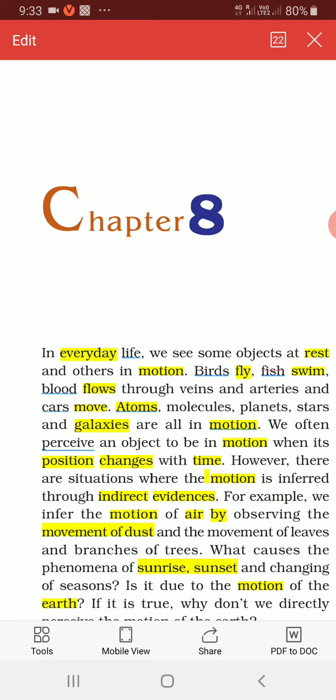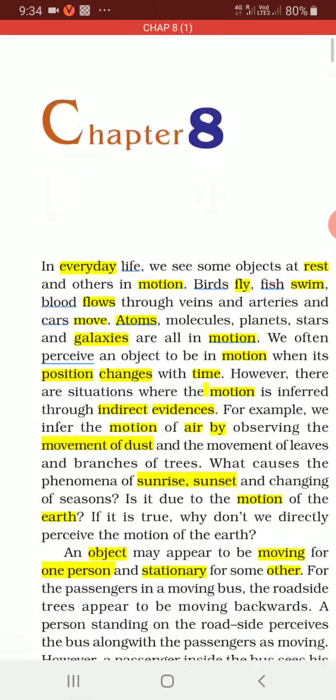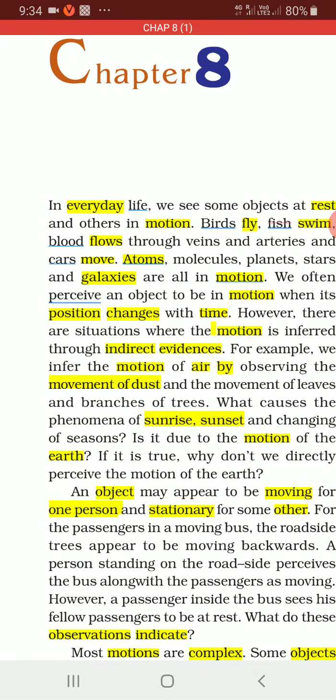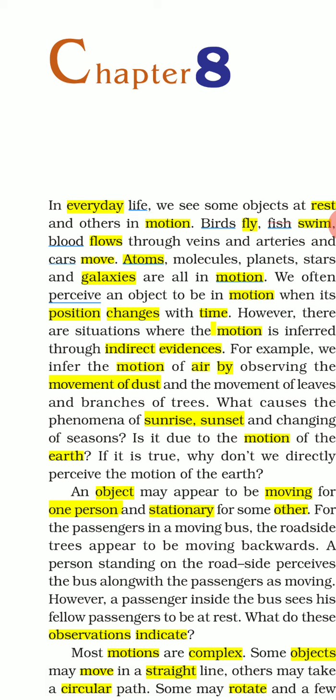In the same way, whether the earth is moving or not, we don't know. By sunrise and sunset, and by the changing seasons, we came to know that the earth is in motion. Because due to the motion of the earth only, the sun rises and sets, and the seasons, summer, winter, autumn, spring, come one after another. So why do we not feel the motion of the earth? For this we have to go through one example.